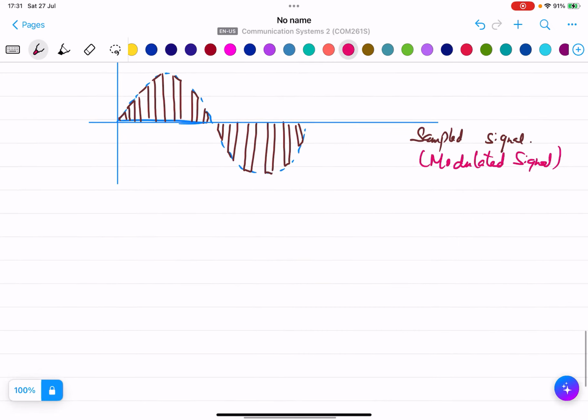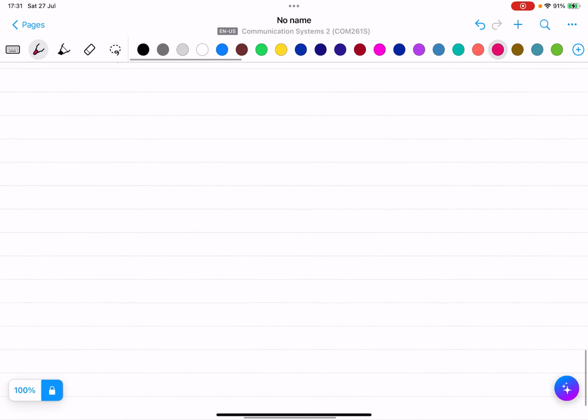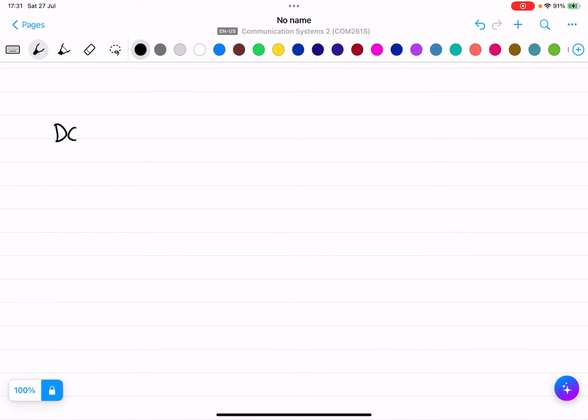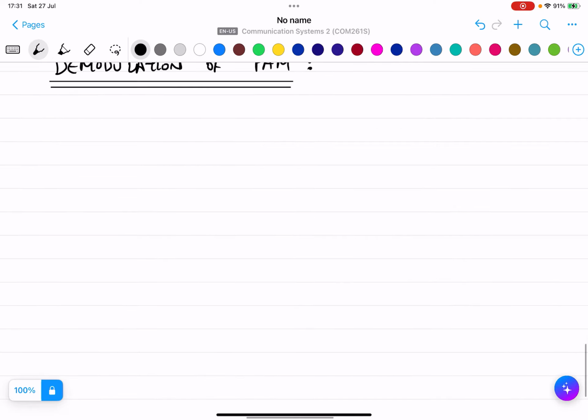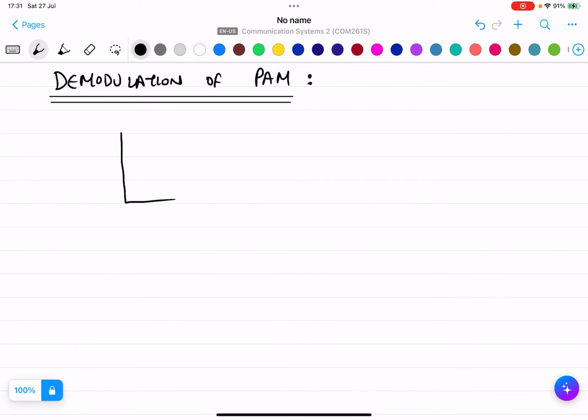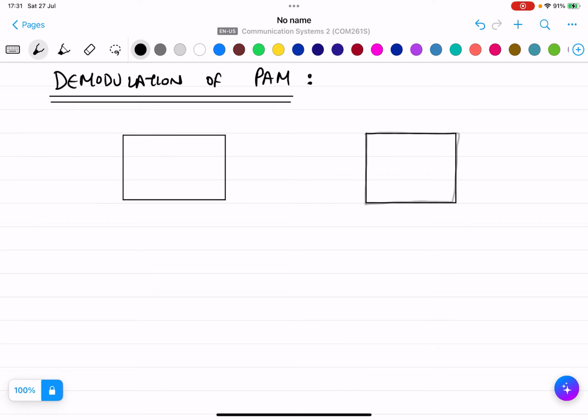And next is demodulation of PAM. If you need to demodulate it, how to demodulate it? It's very simple. We will use two blocks. We are giving the PAM signal and passing it through the reconstruction filter, and then the equalizer. So what do you mean by demodulation?